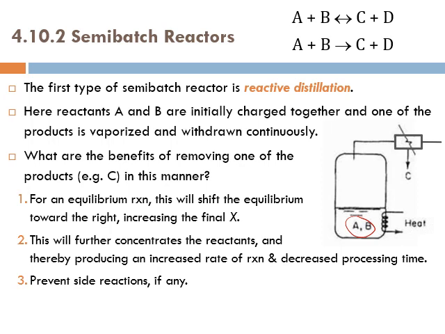So you will have, therefore, higher concentrations of A and B compared to the case when you are not removing C. Higher concentration will give you higher rate of reaction and will reduce the processing time. And finally, we prevent some side reactions.